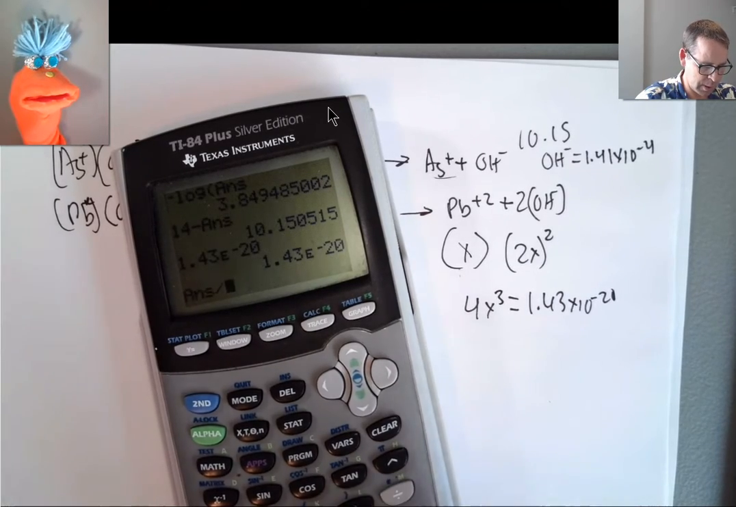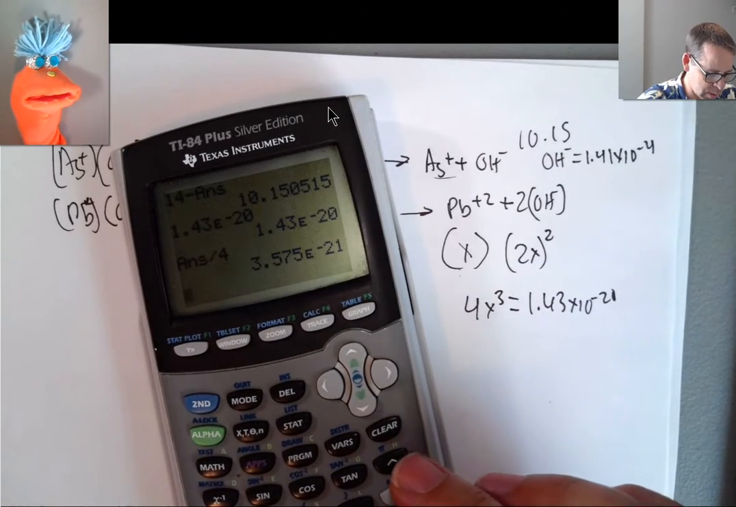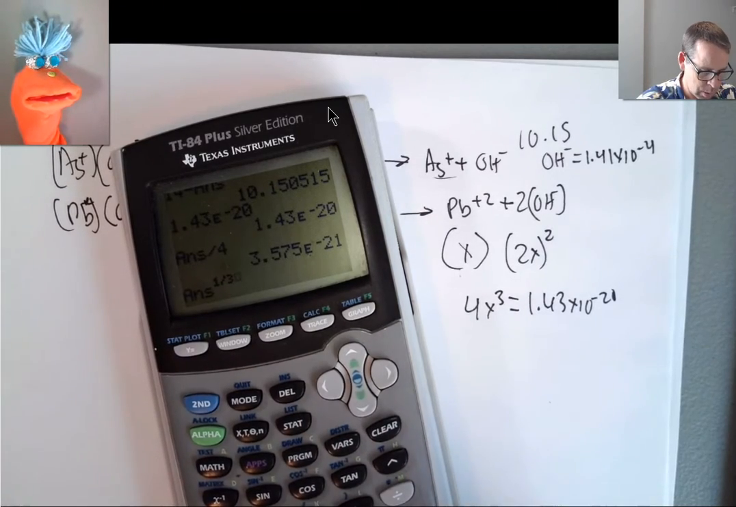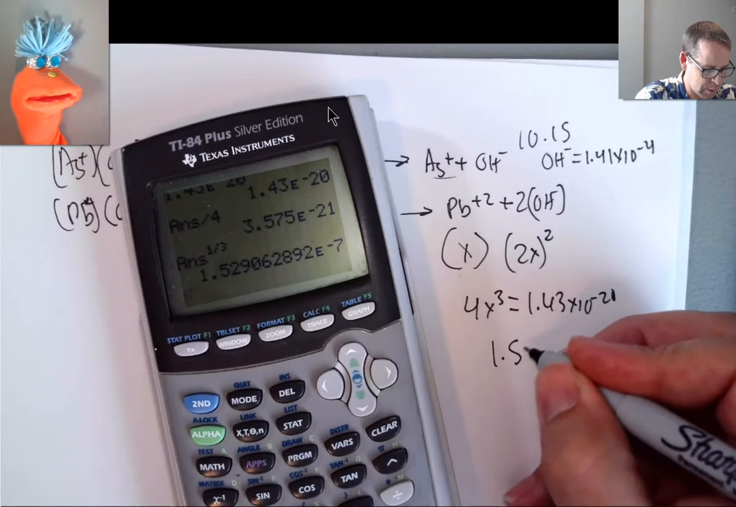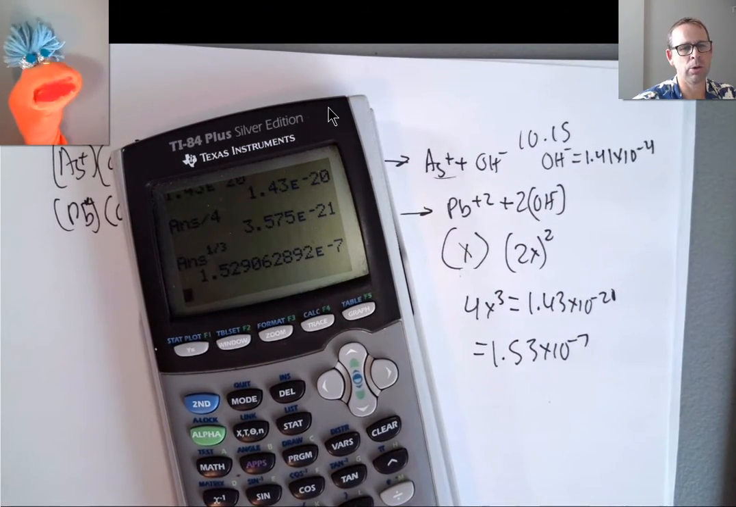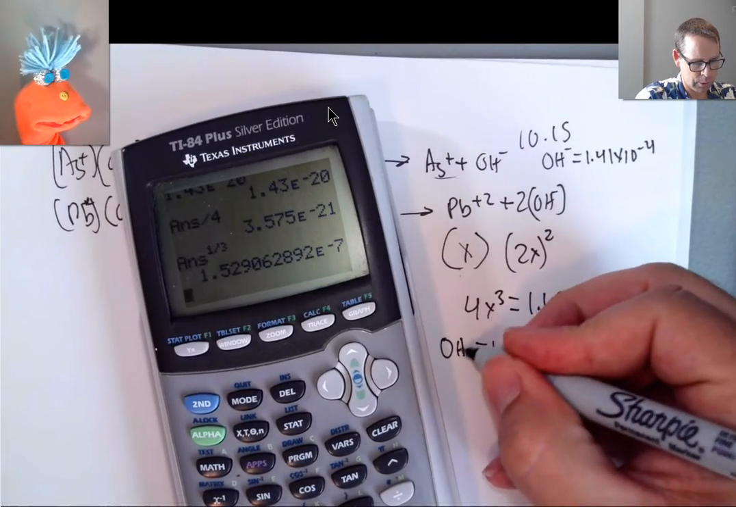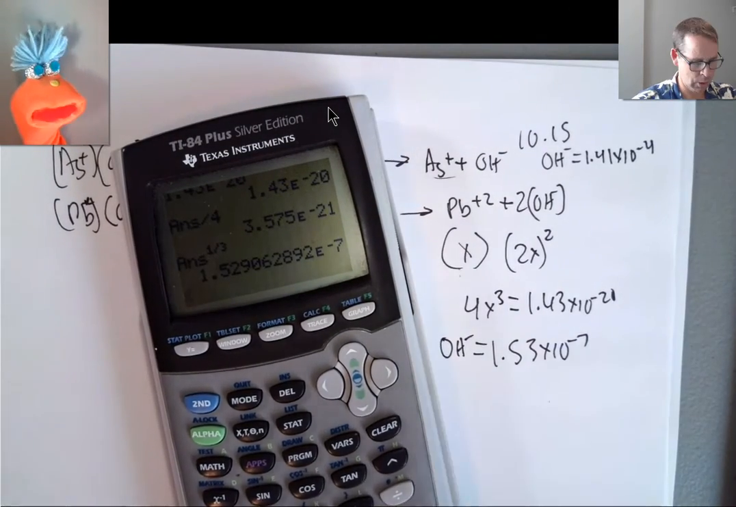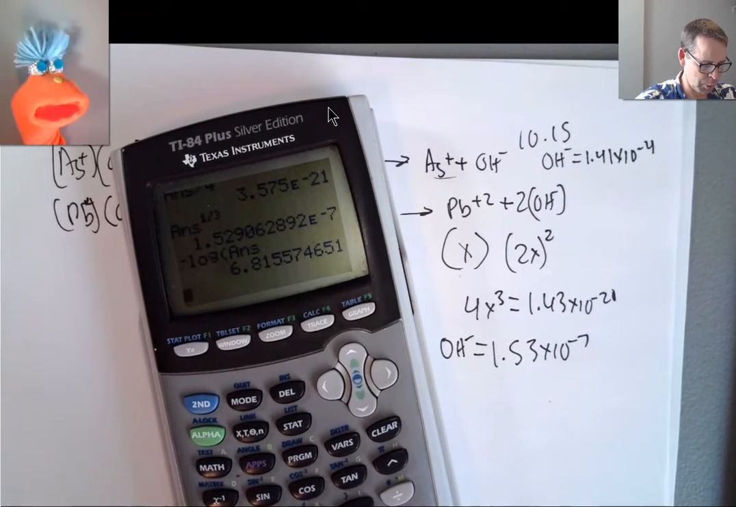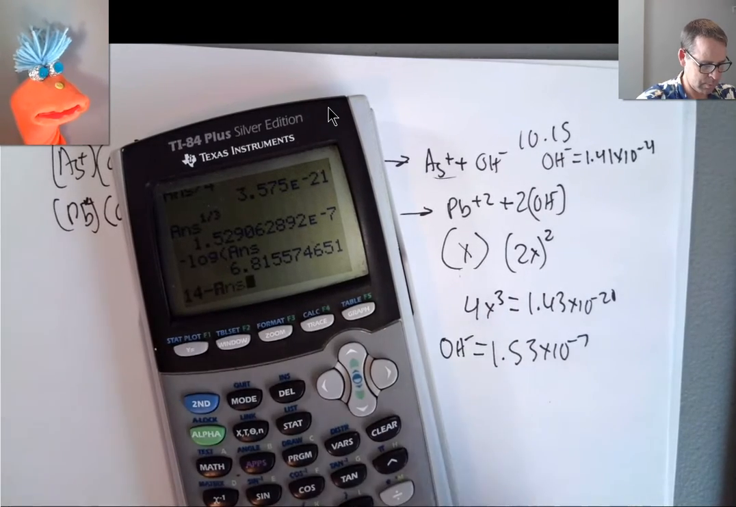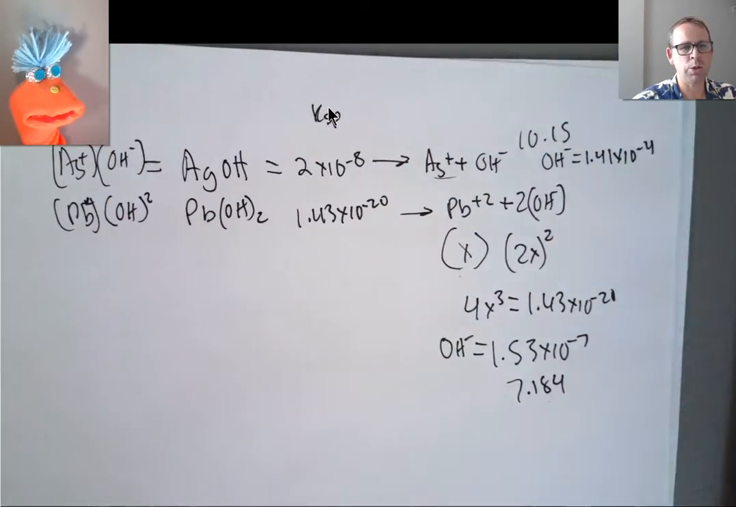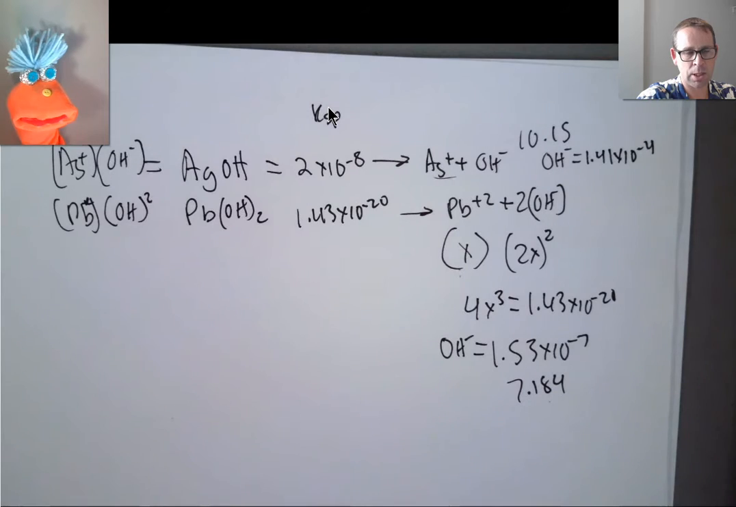1.43 times 10 to the minus 20 divided by 4, and then we take the cube root of it. All right, and so I get 1.53 times 10 to the minus 7. What is that? That's our hydroxide ion concentration. Very good. So how do we get our pH? Negative log. And then 14 minus. Very good. So 7.184. So which one is more sensitive to the hydroxide ion concentration?